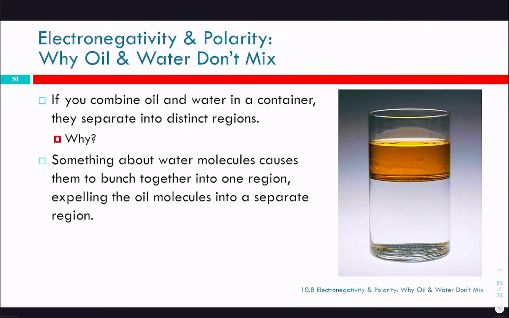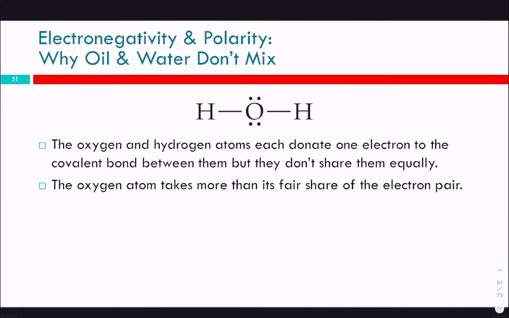Okay, so figuring out how these things form 3D shapes is a precursor to polarity and electronegativity. So why don't oil and water mix? It comes down to something about the water molecules and something about the oil molecules, which does end up being polarity. But why? If we have oxygen and hydrogen atoms, each donate 1 electron to the covalent bond between them, but they don't share these electrons equally. In fact, oxygen hogs most of those electrons.